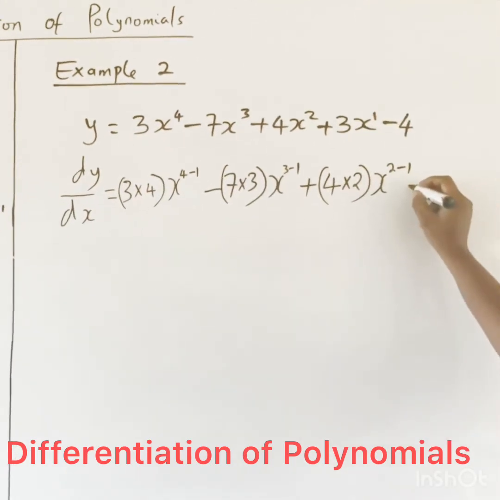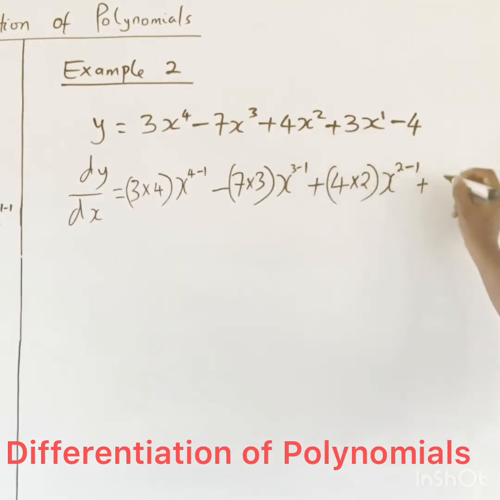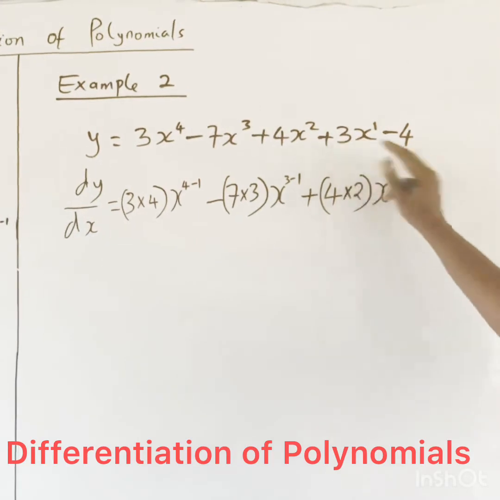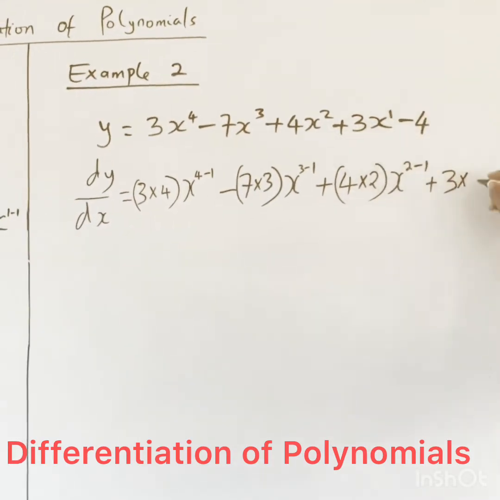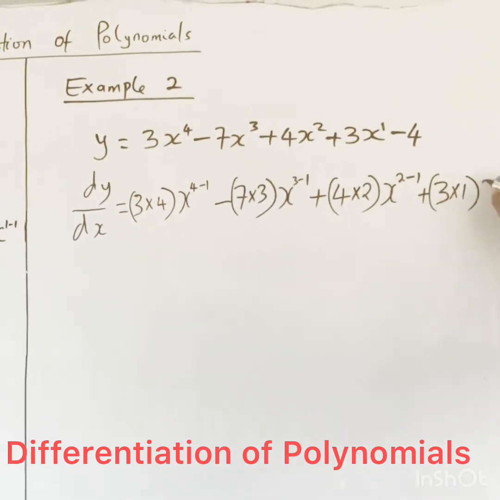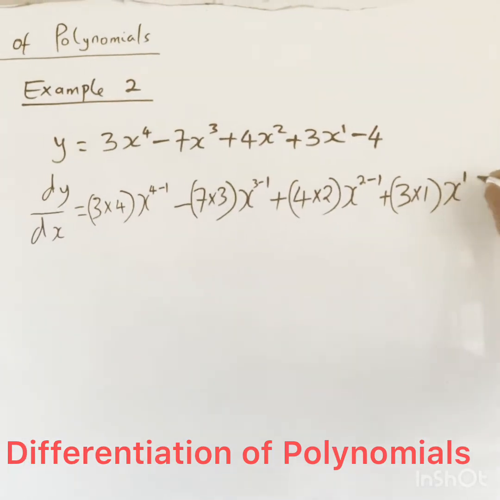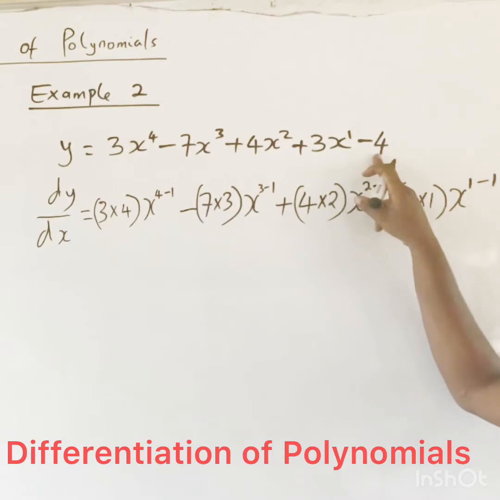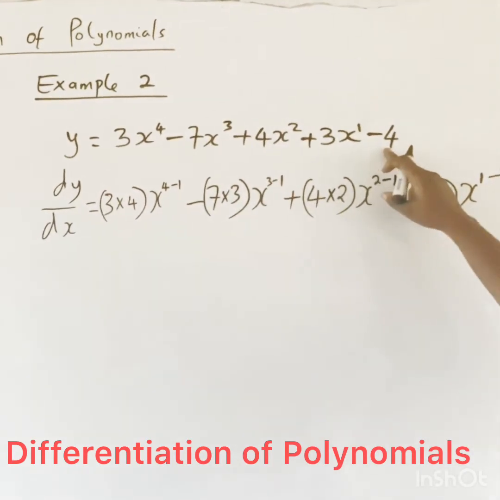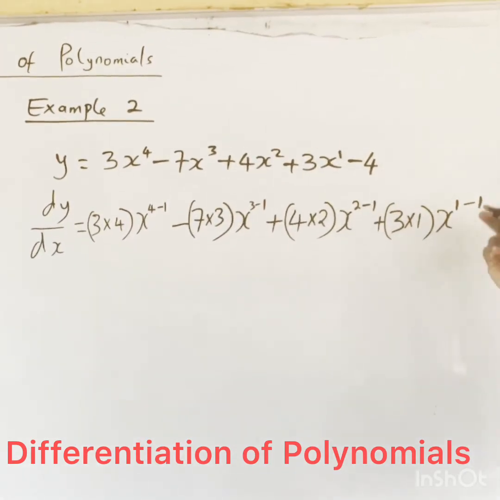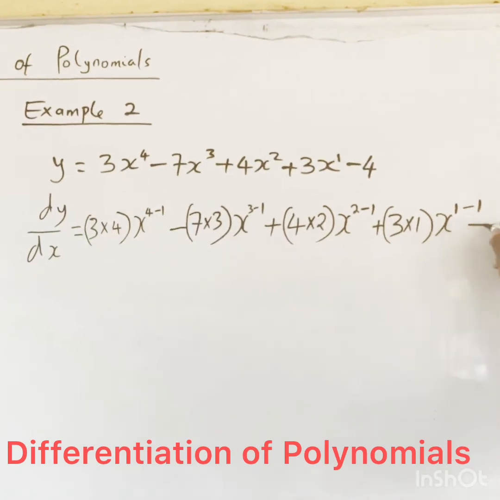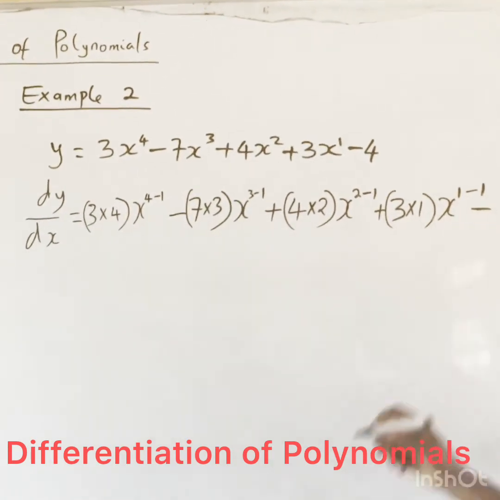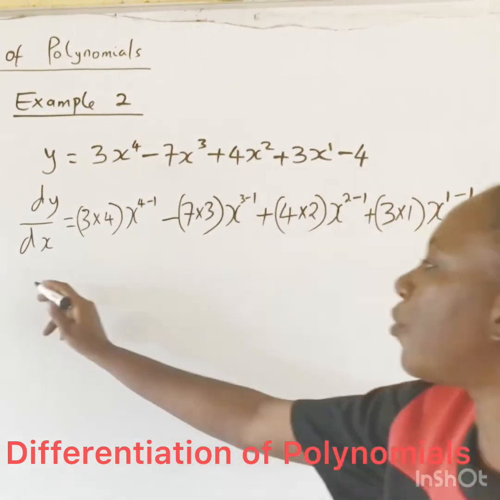So I'll have plus the coefficient there, which is 3, times the power 1. Okay. And then the power 1, I will subtract 1 from it. Then this has no variable x. That means it is 0. So I can leave it, but let me write it in this one now. It is minus 0.